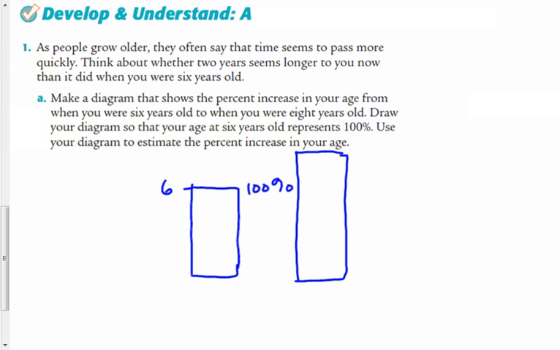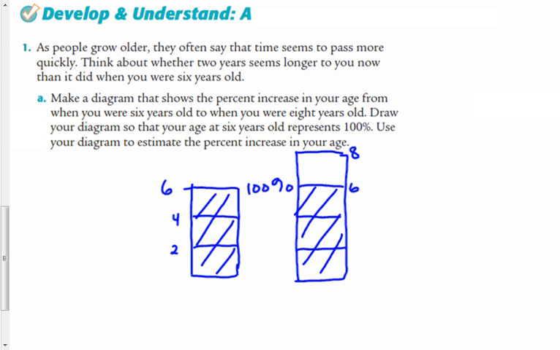And the way I did that is, if I divide 6 into 3 parts, then each of those parts is 2 years. So now here's my 6 on this one, and most of it's the same, but if I add 2 more years, then I'm now up to 8. So now this is your 100%. So I can see here that my age of 8 is actually a little bit more than 100%.